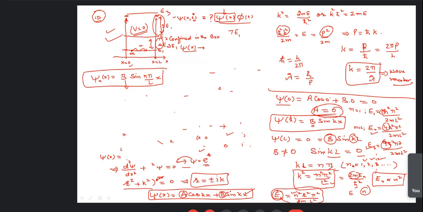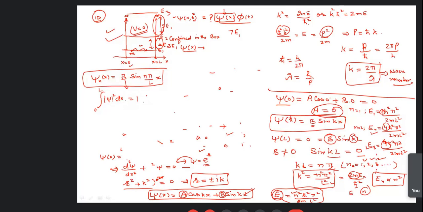I can find this B by using the normalization condition, which we also talked about yesterday. The normalization condition here is that the particle is confined to this box only, and the probability of finding the particle within the box is 1. So I know that the probability density is this, and dx gives the probability within this small region. If I integrate it from 0 to L, that means I'm taking the whole box, then the probability of finding the particle is 1.